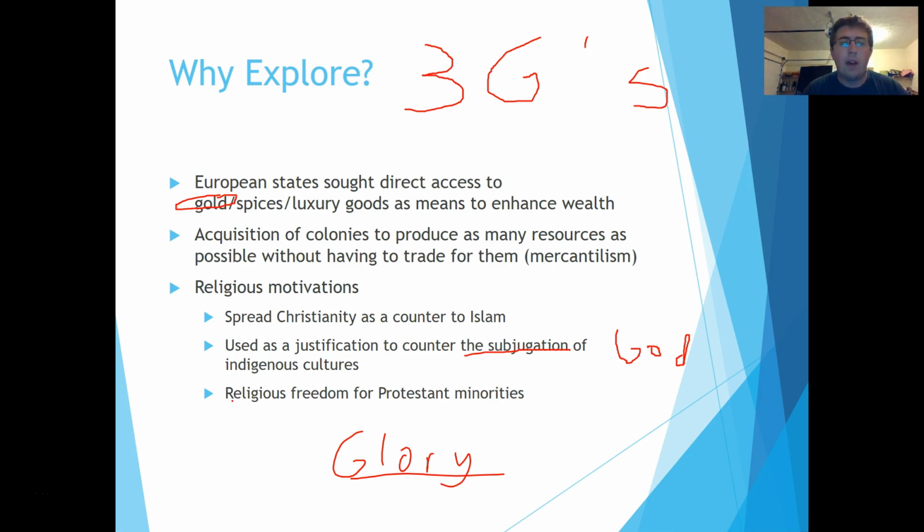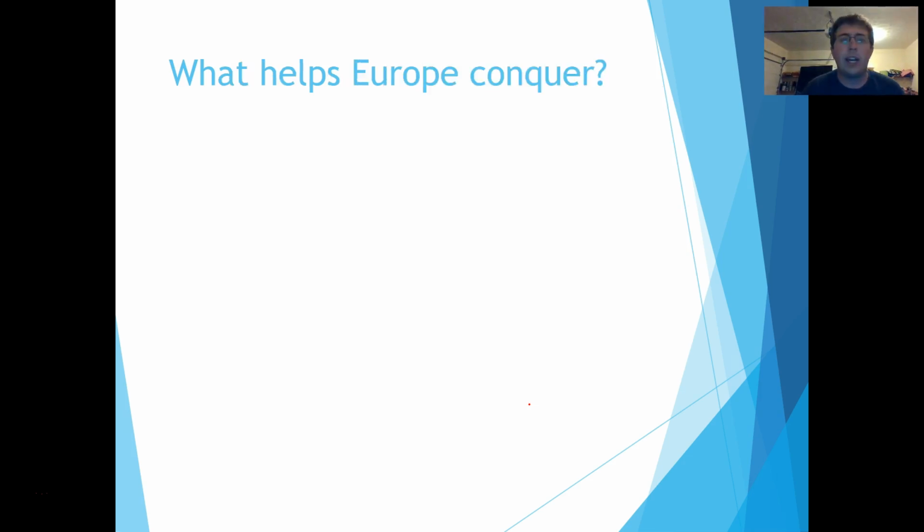Also, religious freedom for Protestant minorities, the Shakers and the Quakers and all these minority groups that come to the New World to escape persecution. The Puritans, for goodness sakes, are a good example of that. So that's why we explore.